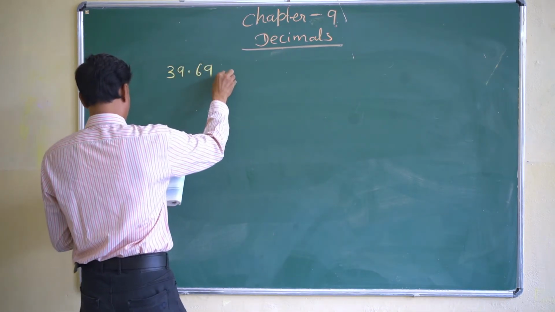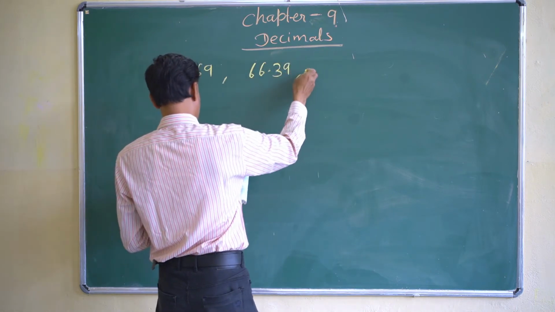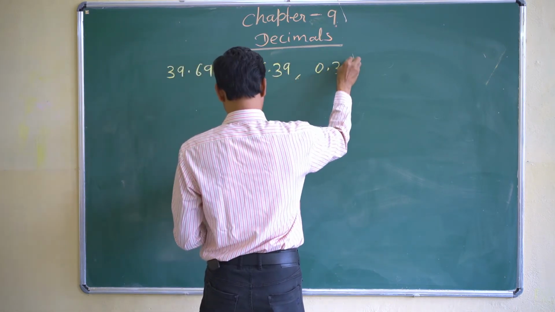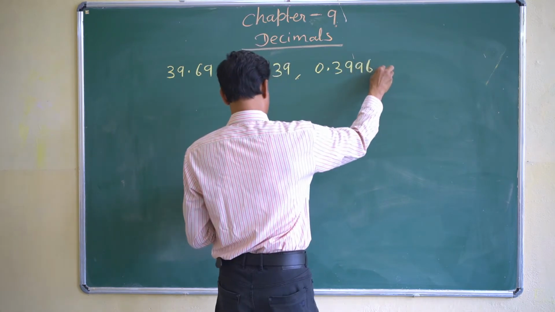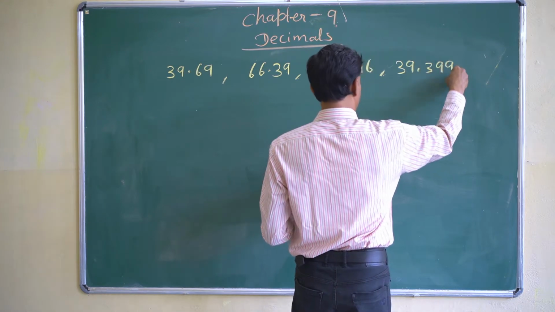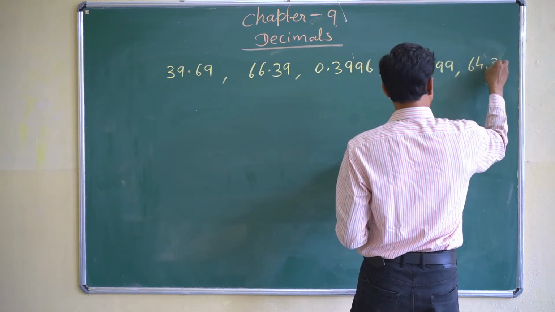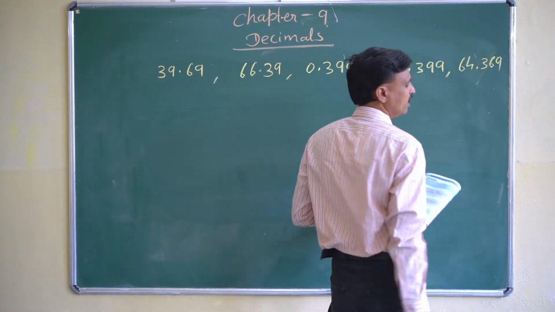39.69, 66.39, 0.3996, 39.399, and this is 64.369.